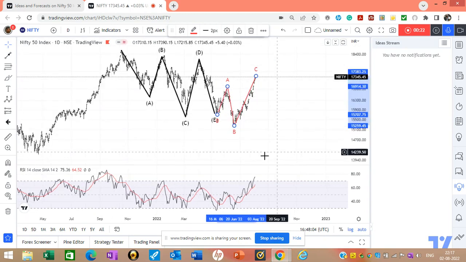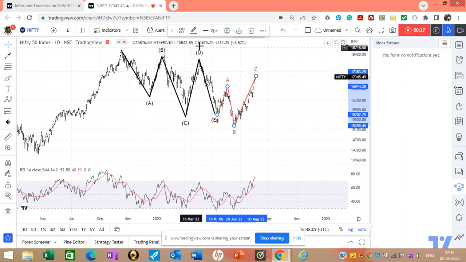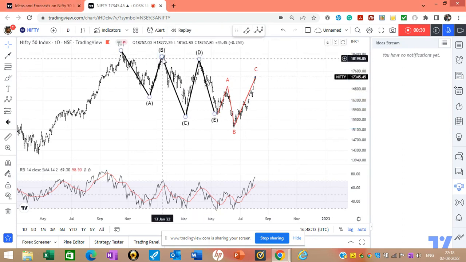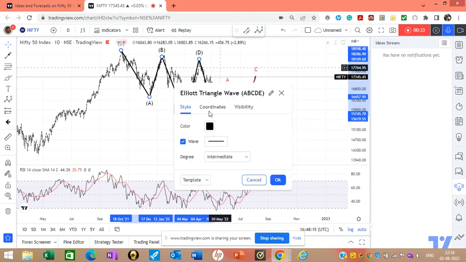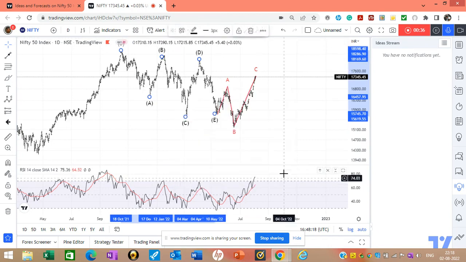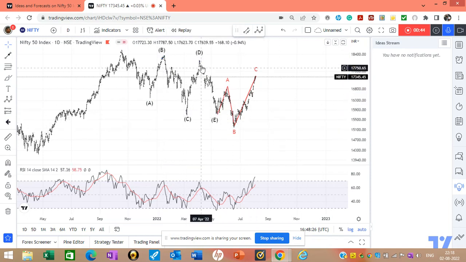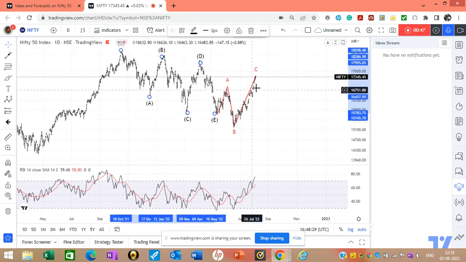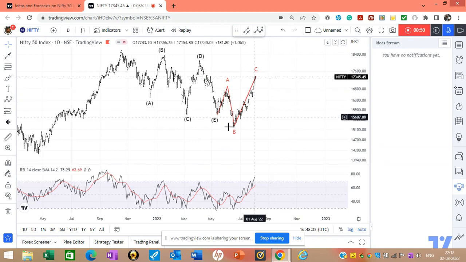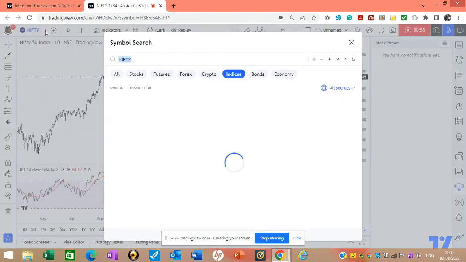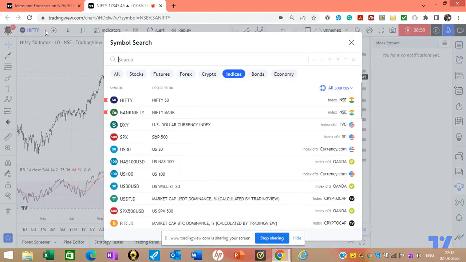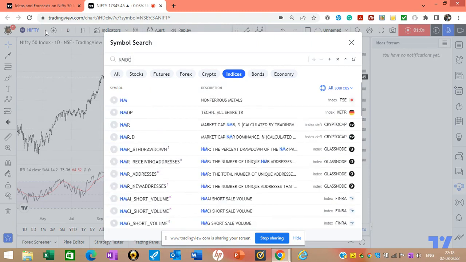Now these leading diagonal patterns appear at the time when there's a decline. So these patterns only appear at the start of the decline, at the start of wave 1. Just a few examples are like you have NMTC.